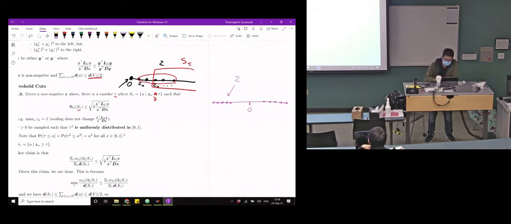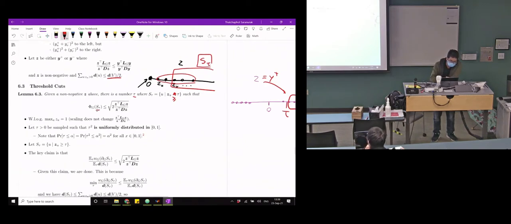But if z is y plus, then the cut S tau here is basically this. Right. So we just said that x is a tau such that this cut, if you look back into the graph, has small conductance. And if we can prove this, we are done. You agree, right? Okay.